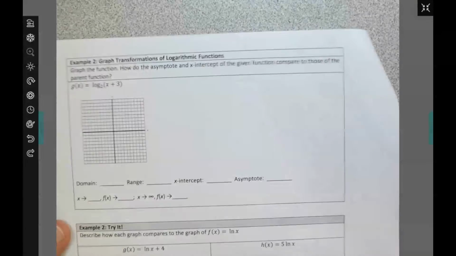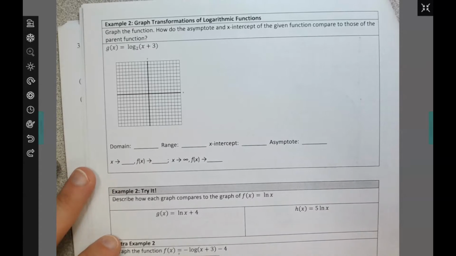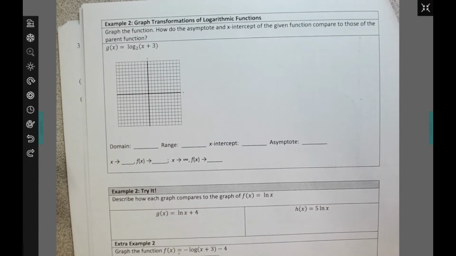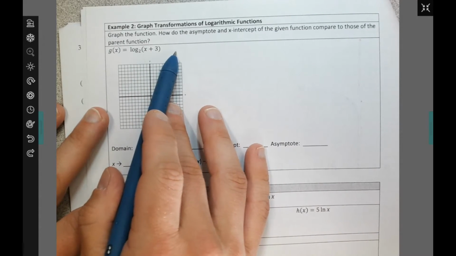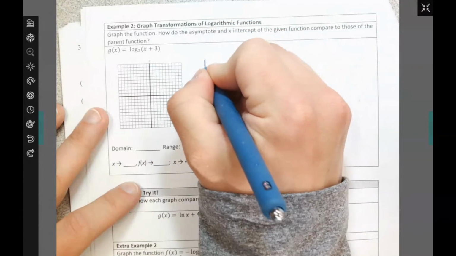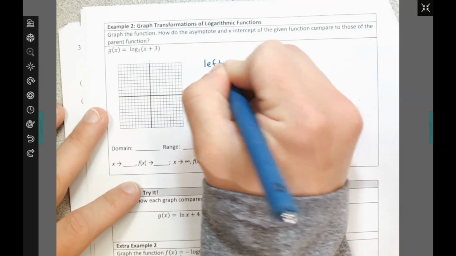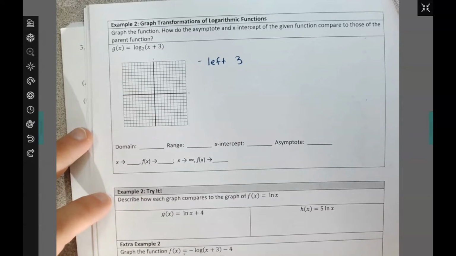Example 2, they want transformations. Really the big thing on this is I want to know what is the transformation that's going on here. So it follows the same exact rules that we've done all year. Next to the x would be left, right, outside's up, down, and then out front would be a stretch, reflect, anything of that nature. So for this one right here, we are going left 3. Okay, that would be our transformation on that one.